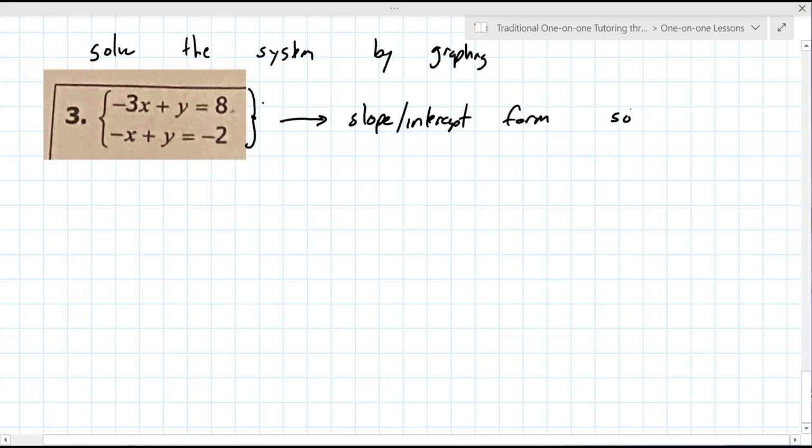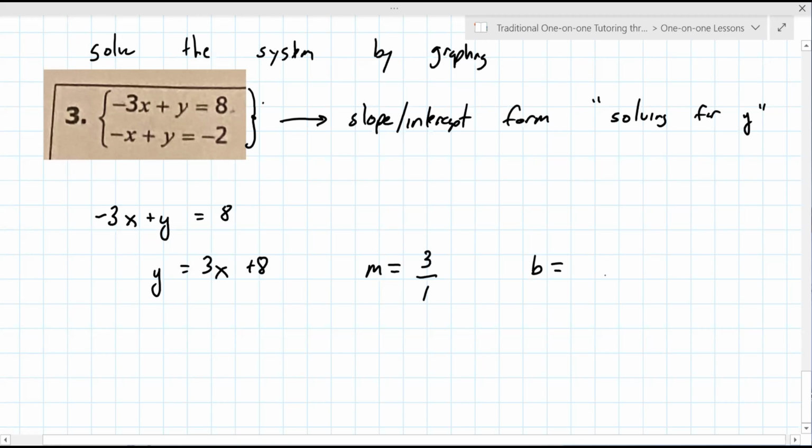And you do that by, quote, solving for y. Y equals mx plus b. Yes. So take this first equation and solve it for y. It equals 3x plus 8. So now, what is the slope? What is the b value? The slope is 3/1, and the b value is 8.